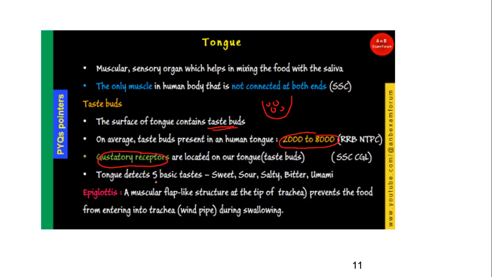And the tongue can detect five basic tastes: sweet, sour, salty, bitter, and umami, that we have seen. And one more important part is the epiglottis, which is basically a muscular flap-like structure at the tip of the trachea, which prevents the food from entering the trachea during swallowing. So if you are eating something, why does it not go to the windpipe? Because of the epiglottis. The epiglottis covers the windpipe so that food does not enter the windpipe instead of the food pipe.